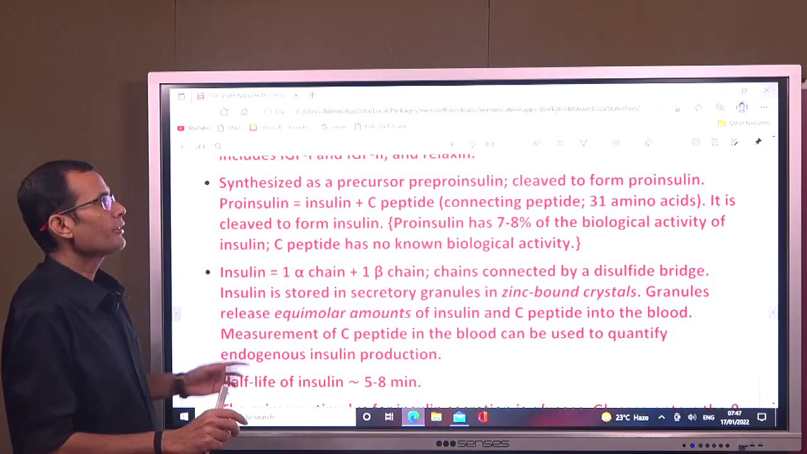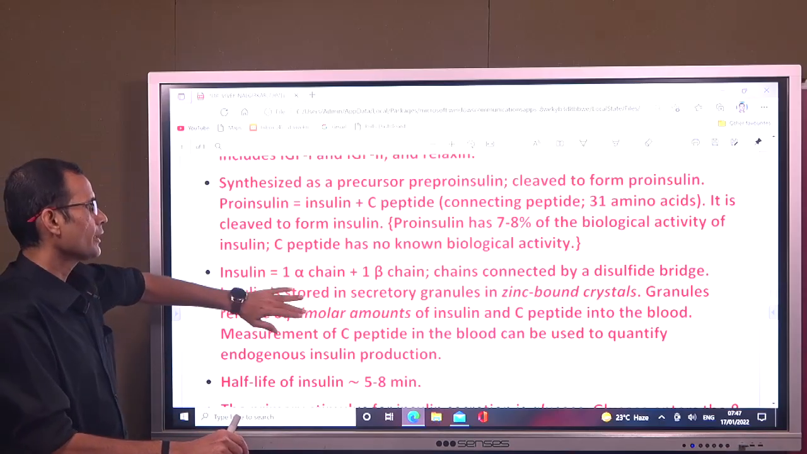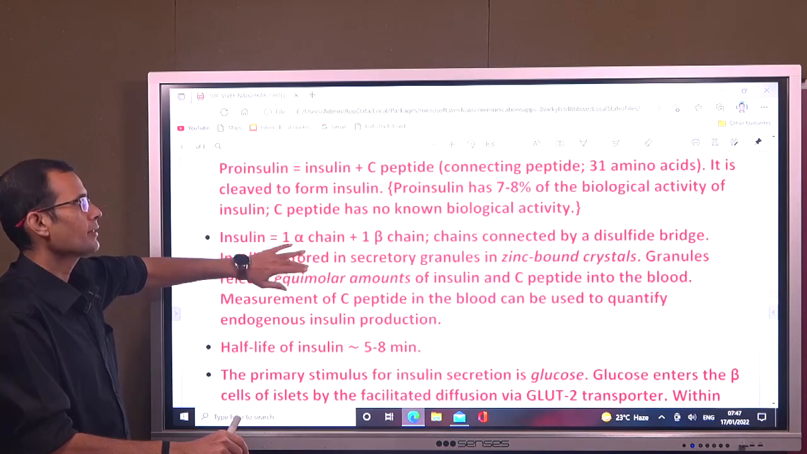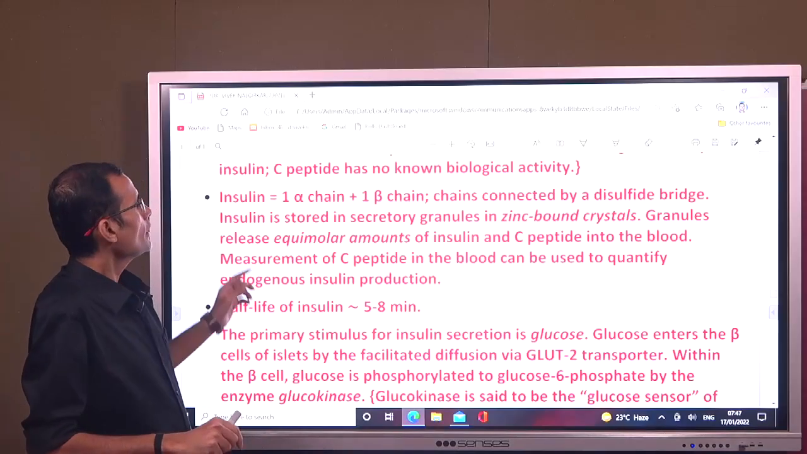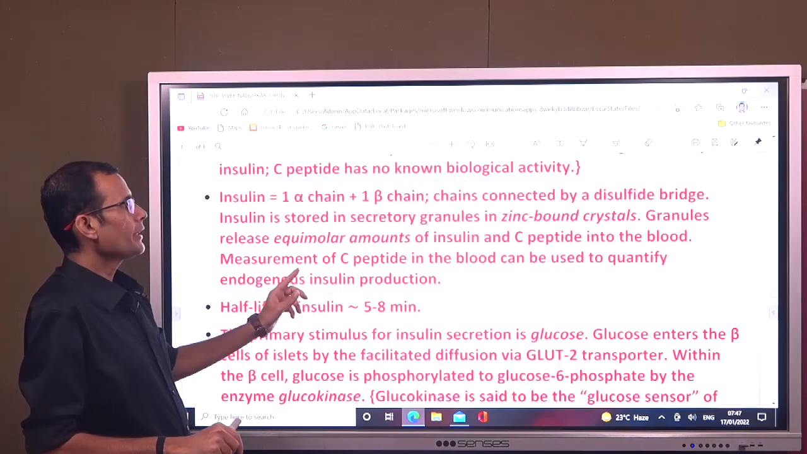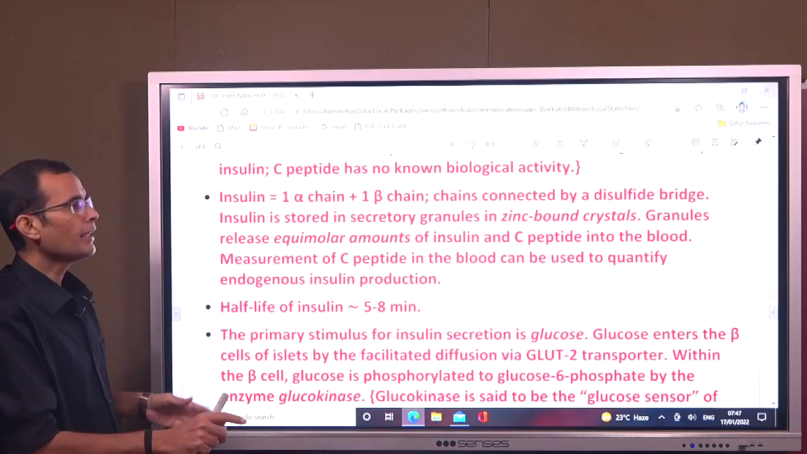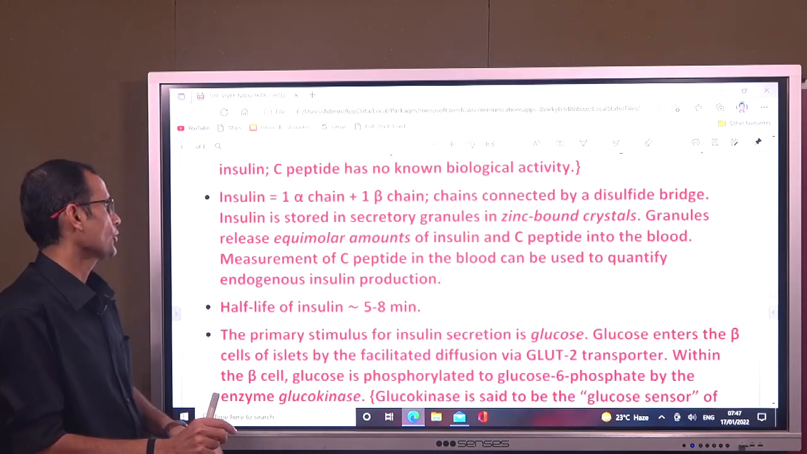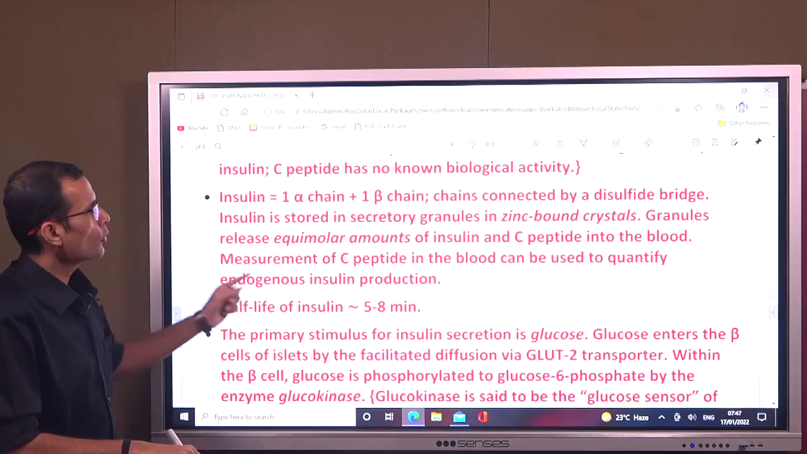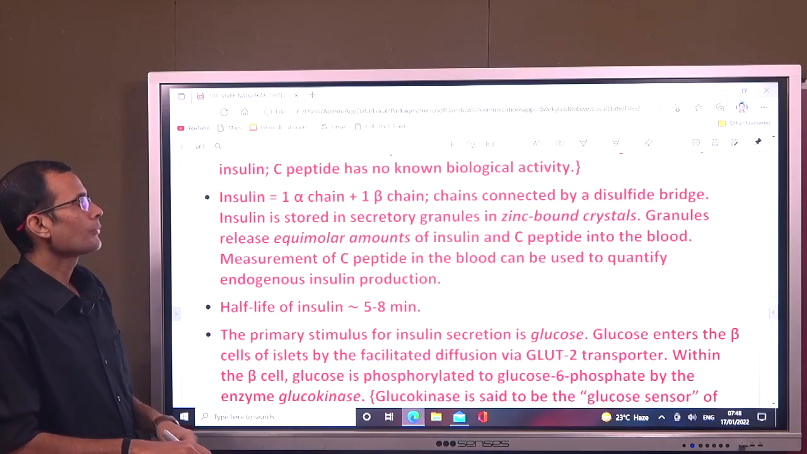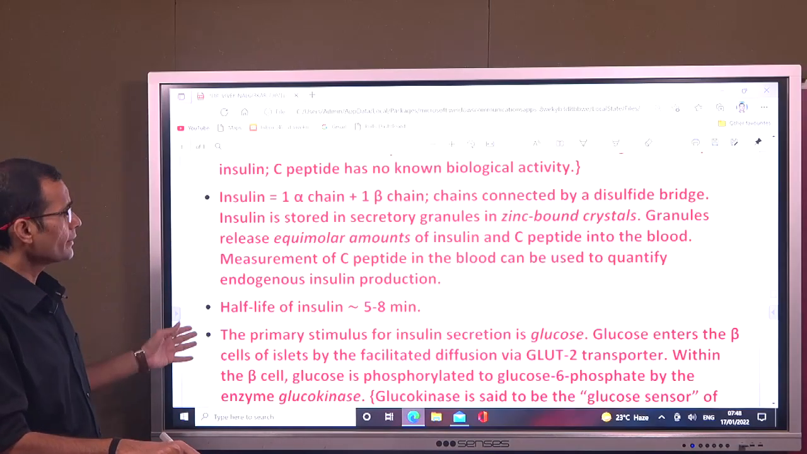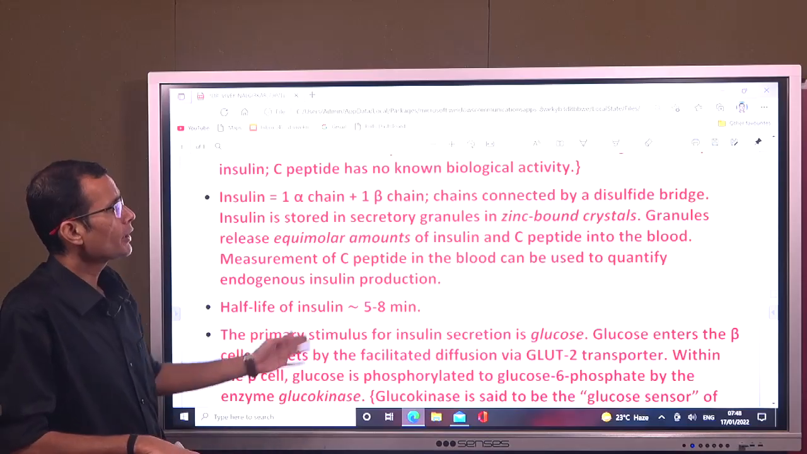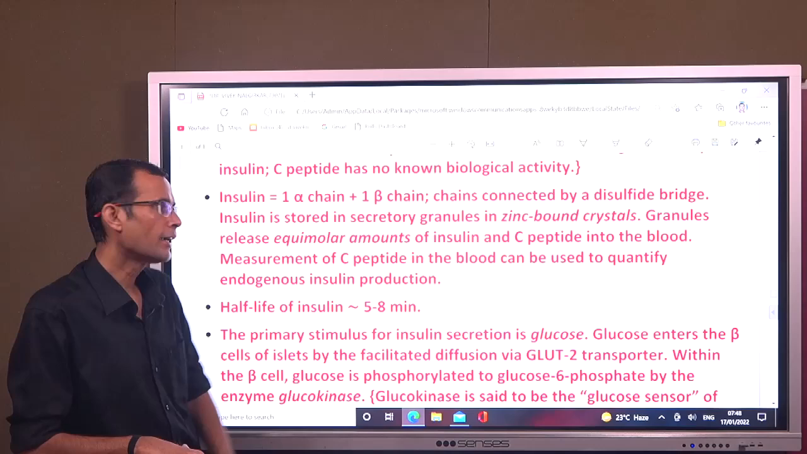Proinsulin has only 7 to 8% biological activity of insulin, but the C-peptide has no known biological activity. Now coming to the structure, insulin has one alpha chain, one beta chain, and the chains are connected by disulfide bridges. Insulin is stored in the secretory granules in zinc bound crystals, and granules release, as I mentioned, equimolar amounts of insulin and C-peptide into the blood.